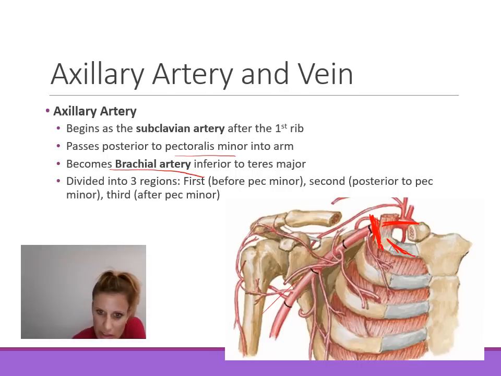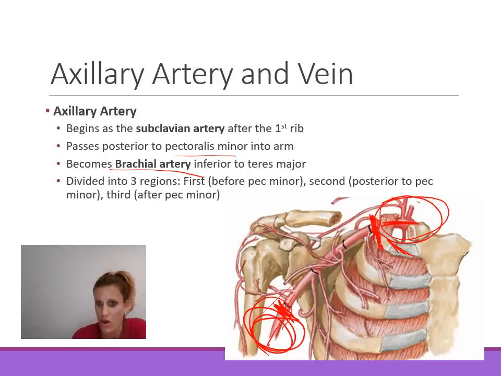So once it crosses the teres major, it becomes the brachial artery. So subclavian up here, brachial artery down here in the arm. In between, going through the axilla, is the axillary artery. The axillary artery is divided into 3 regions. The regions are just based off of the pectoralis minor. Remember, we said it passes just underneath the pectoralis minor. So we use the pectoralis minor as like a barrier or a way to cut the sections into 3 sections.